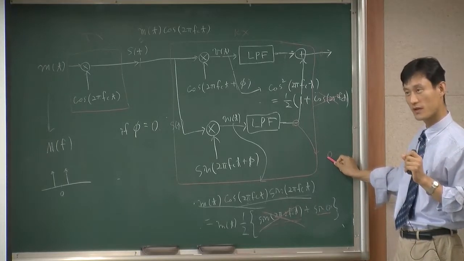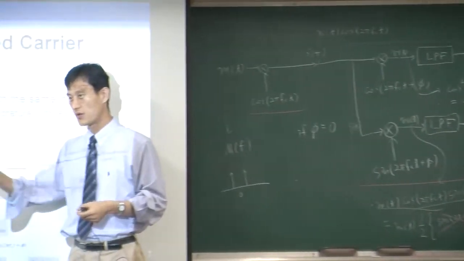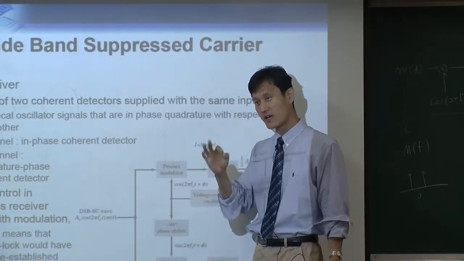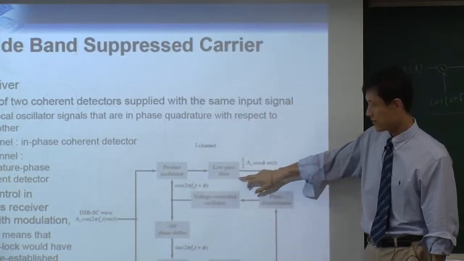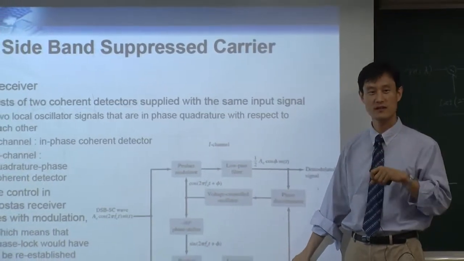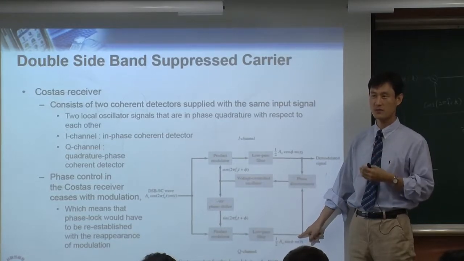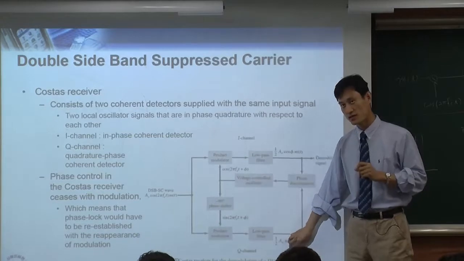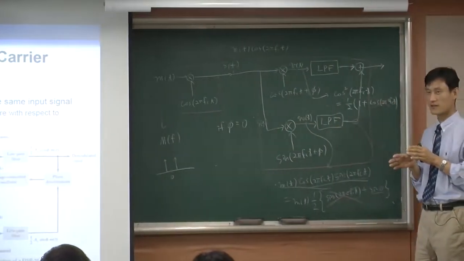You get 0. Okay? So let me repeat again. If the phase mismatch is 0, that's the perfect case, right? That's what we want. In that case, you get the maximum output right here in the I channel, and you get 0 in this Q channel. That's the ideal output. Maximum output in the I channel, 0 in the Q channel. That's only when the phase is matched.